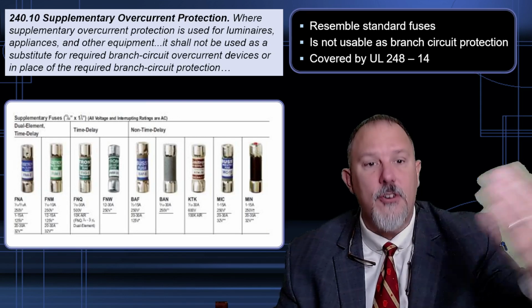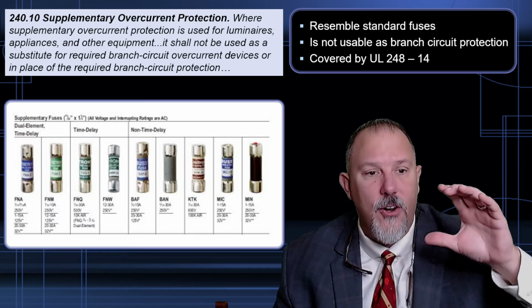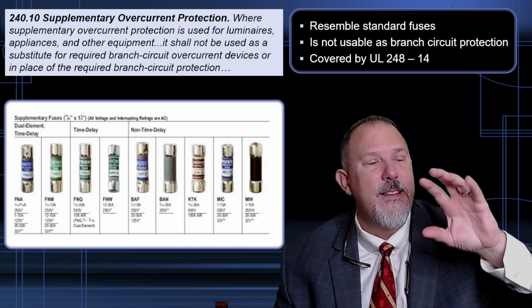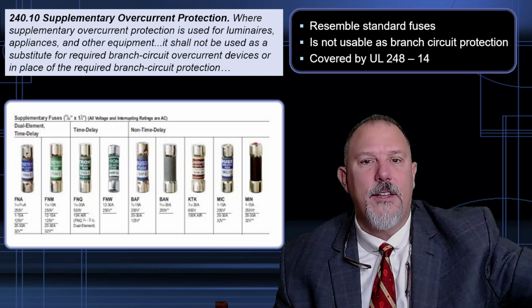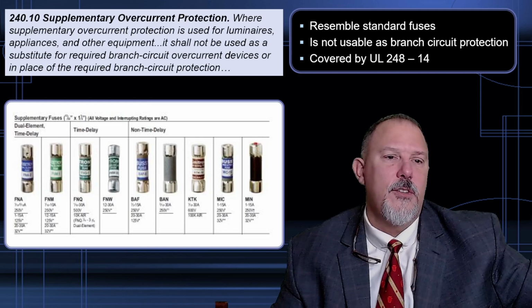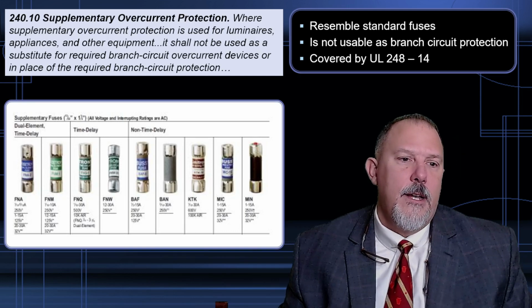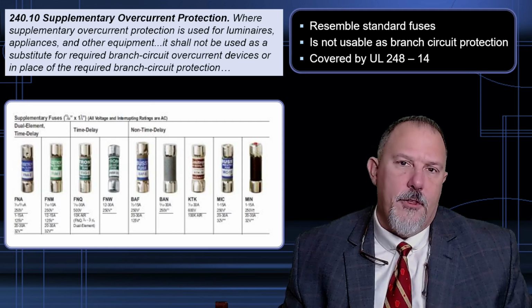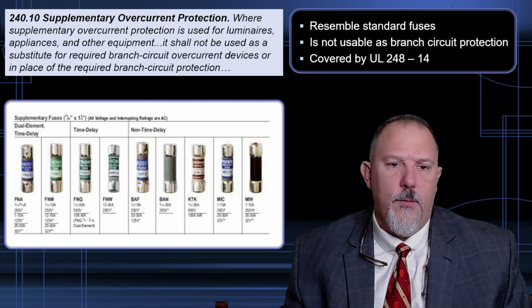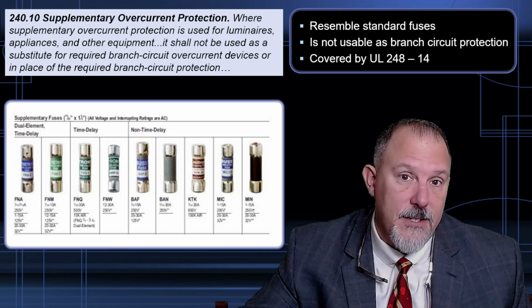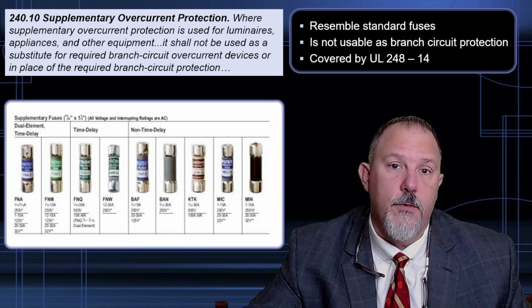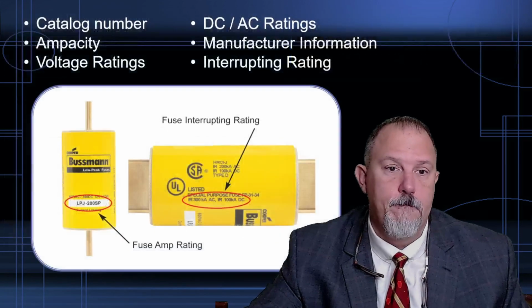And just like in circuit breakers, we have supplementary overcurrent protective devices. These devices are not branch circuit rated. They're listed to be used in another application. So they're typically recognized components within other equipment, in control and whatnot. These are not branch circuit devices, not suitable for use as branch circuit protection.